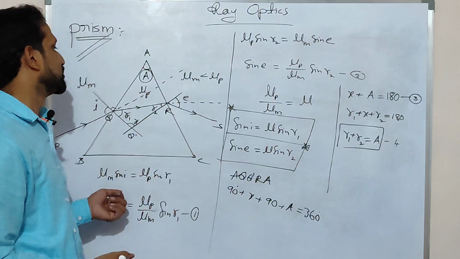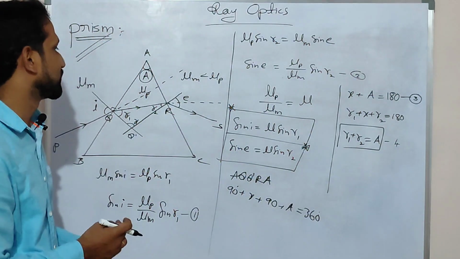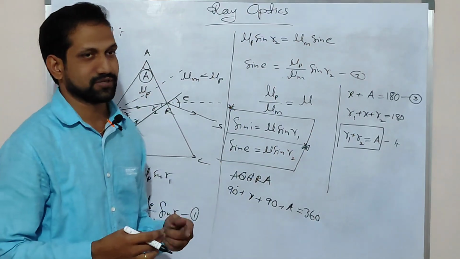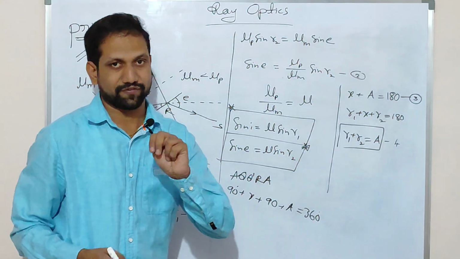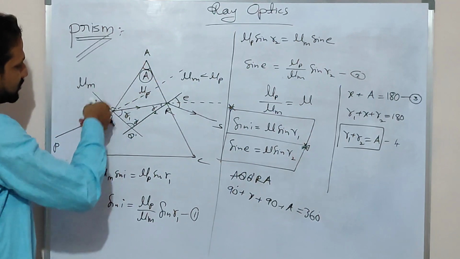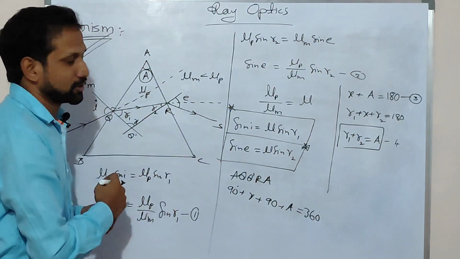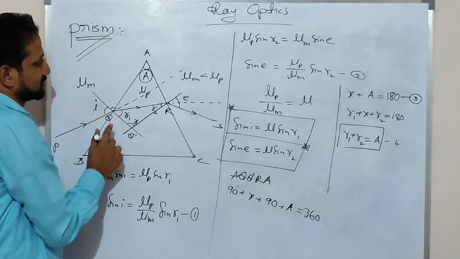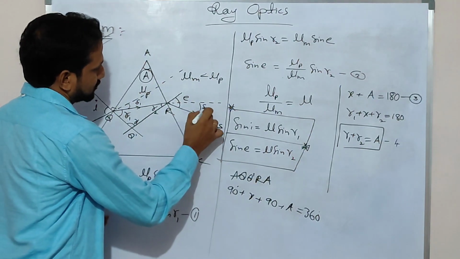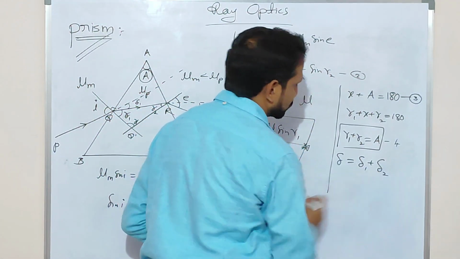Okay, so now let us enter into the next step, that is deviation, because we need to find the deviation suffered by the ray. Definitely at each refraction there will be some deviation. Here there are two refractions. First, at the AB interface, from medium to prism, and second, from prism to medium. For the first refraction the deviation is delta 1, for the second refraction the deviation is delta 2, then the total deviation is going to be delta 1 plus delta 2.